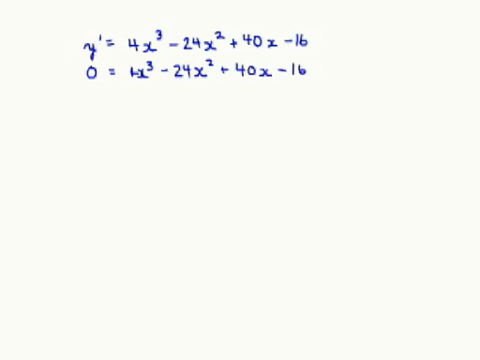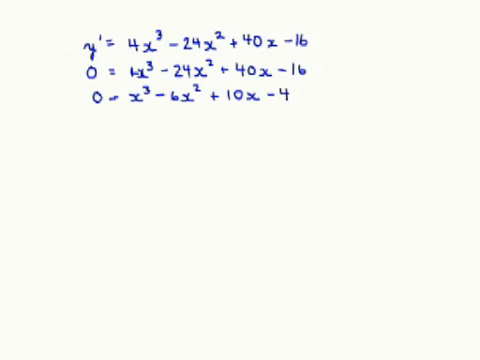On the next screen, we've started by taking the derivative of our quartic function, and the resulting derivative is a cubic expression. We're taking the derivative because we are trying to find the maxima and minima for this particular function, and that's found by taking the derivative and setting it equal to 0, which is what we've done. I've then noticed that everything is divisible by 4, so 0 is equal to x cubed minus 6x squared plus 10x minus 4. Now, this particular cubic equation must be solved.